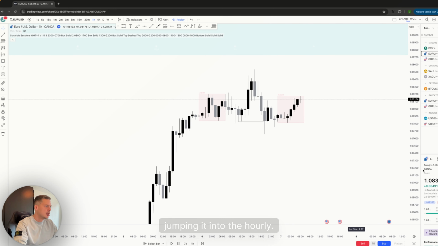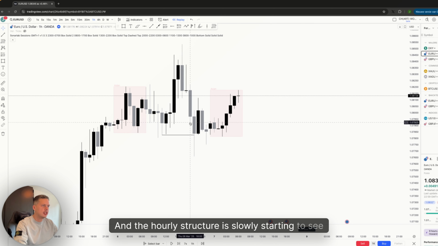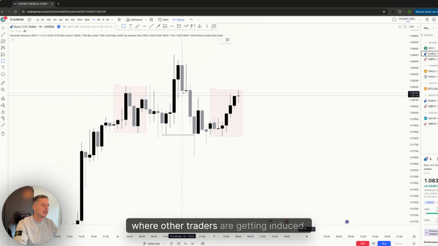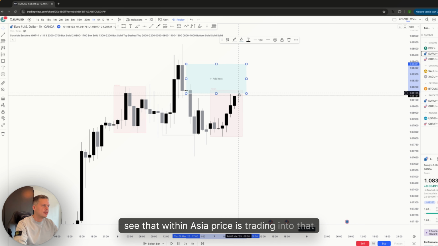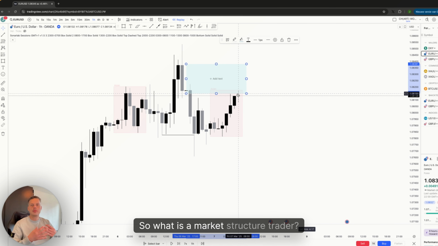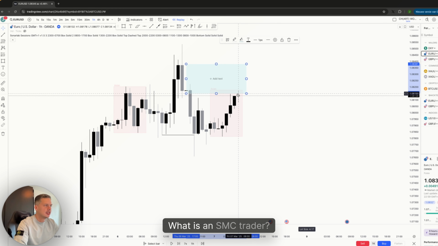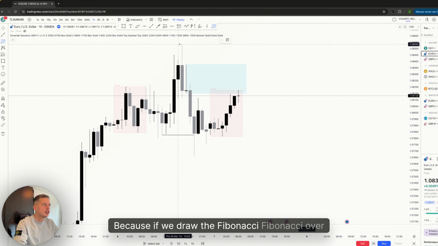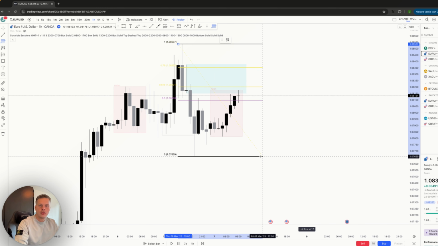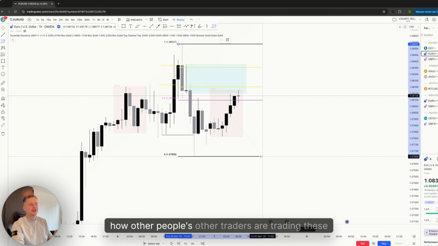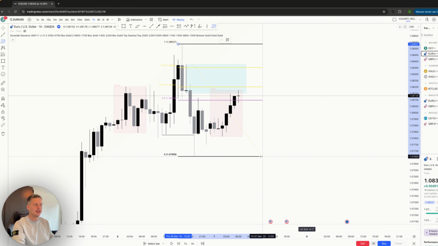Jumping into the hourly. And the hourly structure is slowly starting to show where other traders are getting in. So we have this beautiful POI on the hour, and we can see that within Asia, price is trading into that area. So what does a market structure trader think will happen from there? What does an SMC trader think will happen from there? What about a Fibonacci trader? Because if we draw the Fibonacci over here, we can see that this POI is close to the golden pocket, the golden zone, the perfect Fibonacci retracement area. And this is how other traders are trading these kinds of setups.